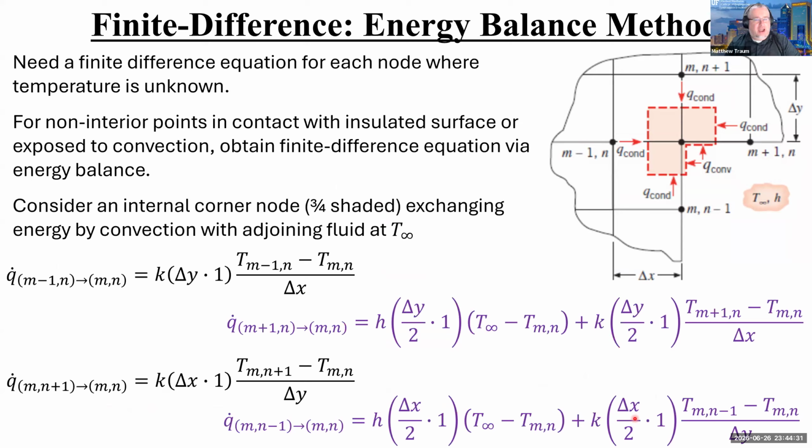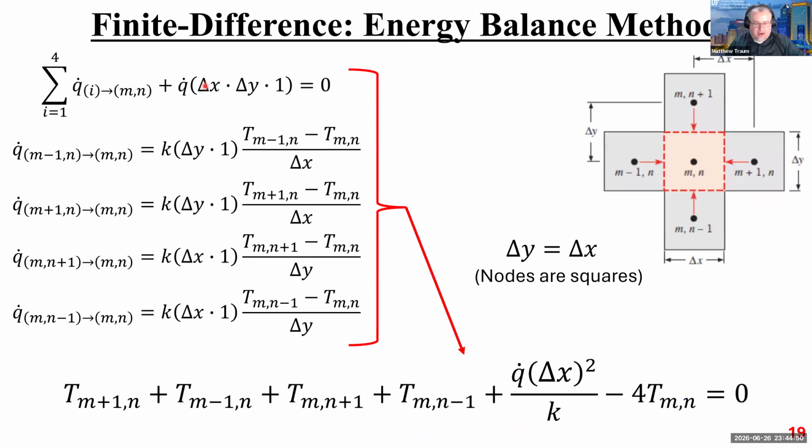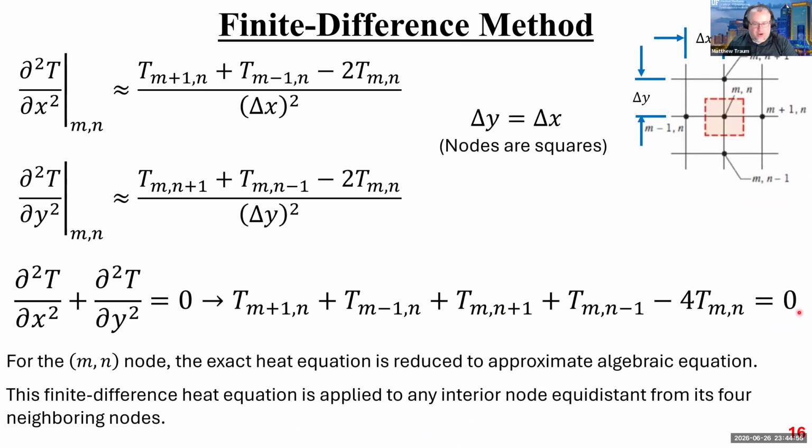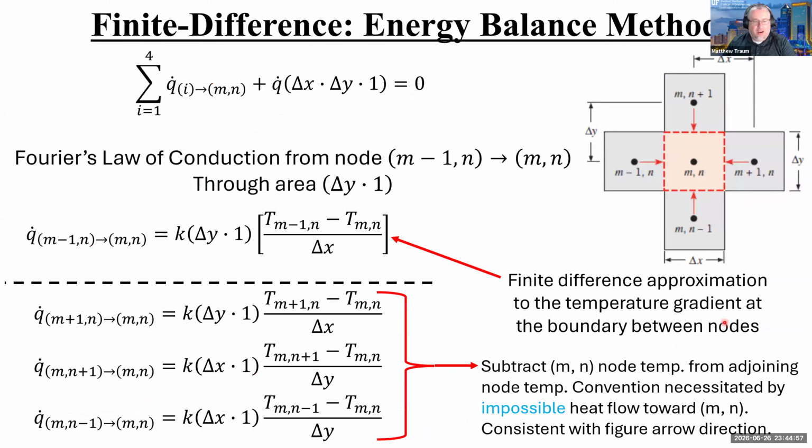Okay, now things are going to get a little weirder, a little worse. We're going to take the energy balance method and extend it one step further to a situation where we're dealing with edges. So I say here, need a finite difference equation for each node where the temperature is unknown. So every place that you don't know the temperature, you need an appropriate equation like this one or this one to solve for that unknown temperature.